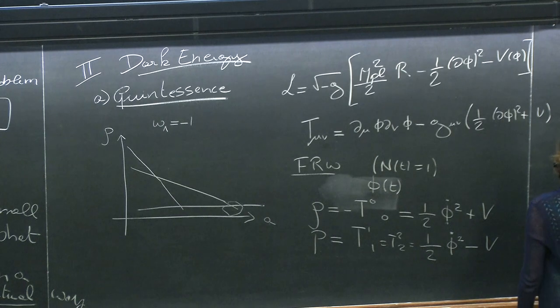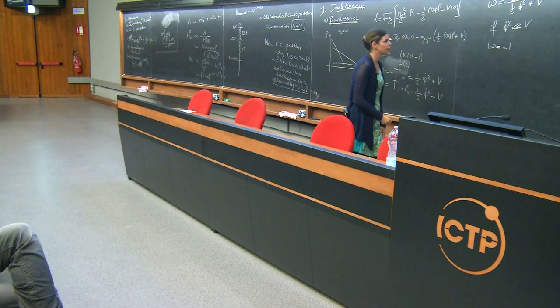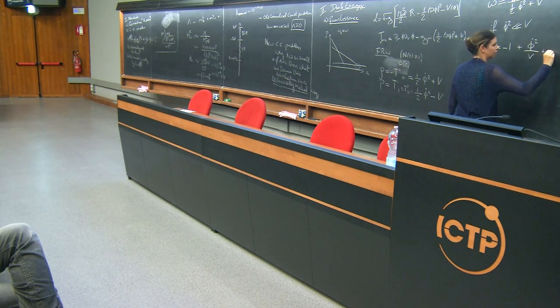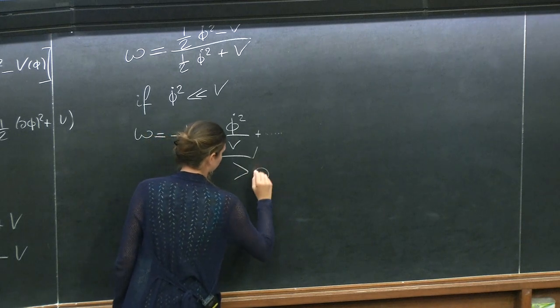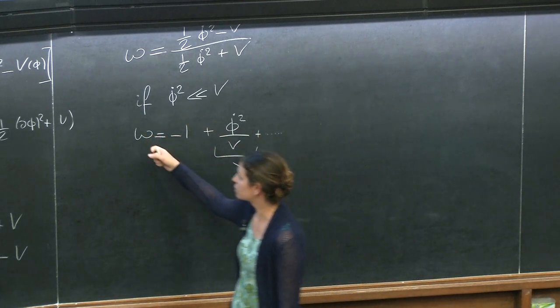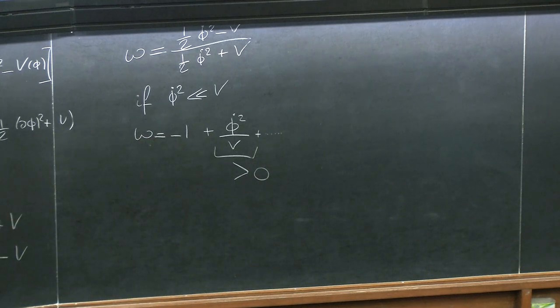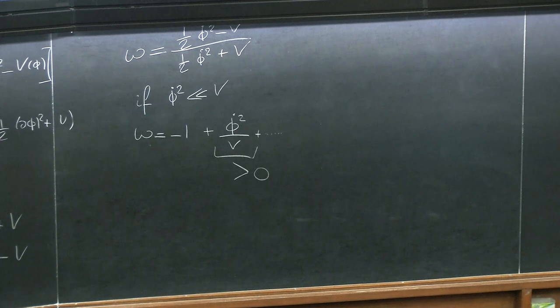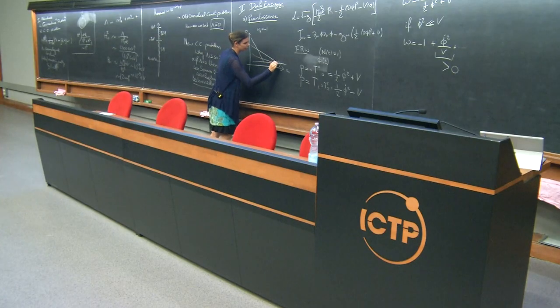So if the kinetic term is smaller than the potential, then the equation of state parameter is approximately equal to minus 1, plus a small correction, which will always be positive in this context. So we always have an equation of state parameter close to minus 1, but with a small, slightly positive contribution. That means that instead of having a cosmological constant throughout the age of the universe, the small correction will make it slightly dynamical. And depending on how large that contribution is, you could have something that decays a little bit like that, or that decays much more.